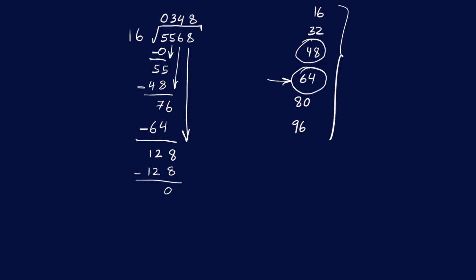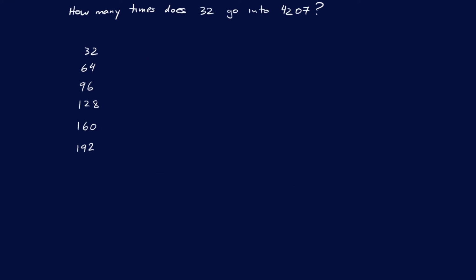So 16 goes into 5,568 348 times. So we can write that out as 5568 divided by 16 equals 348. And we have no remainder, so we don't need to write that down. Okay, so now that we did that problem, we're going to move on to this one.